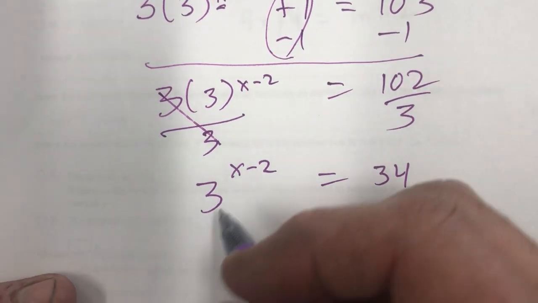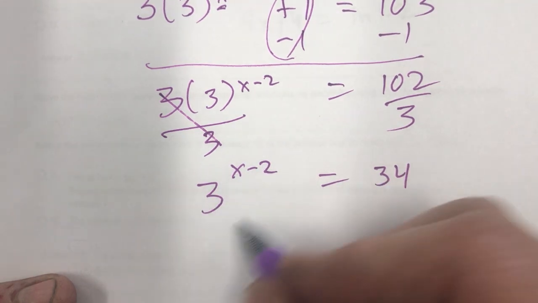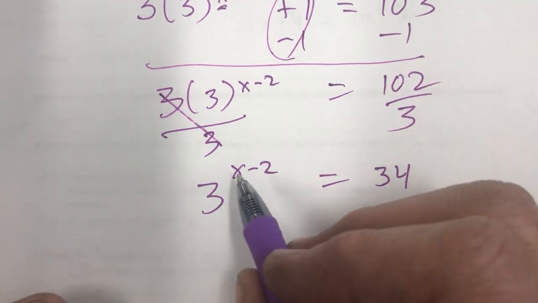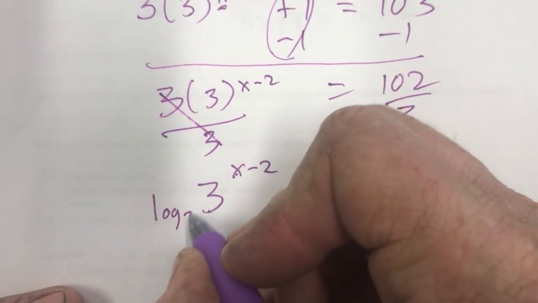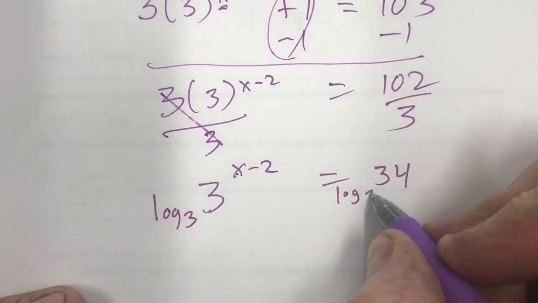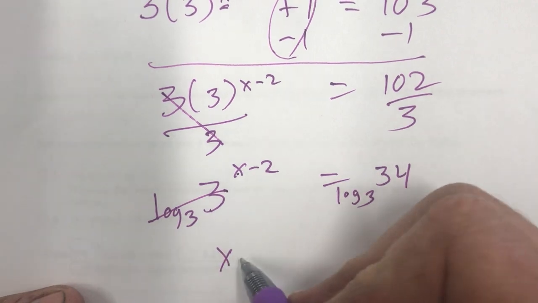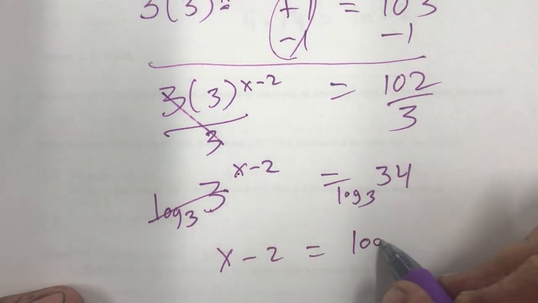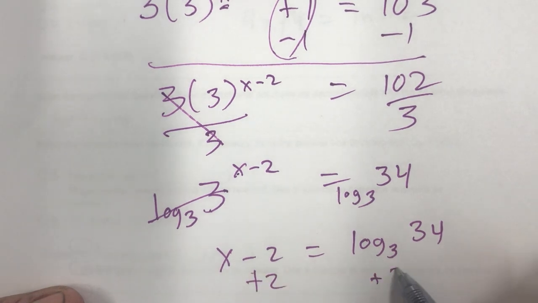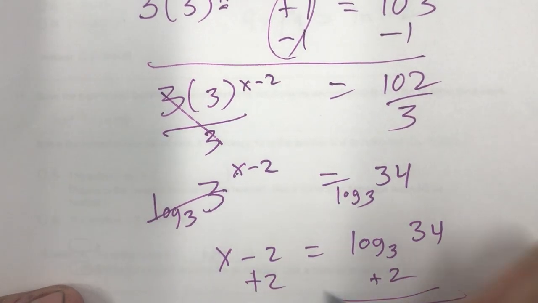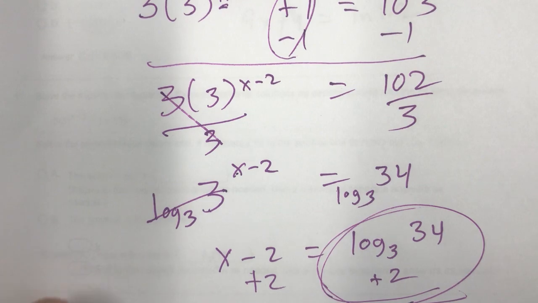Okay? And now, since I've got my exponent isolated here, my x is in the exponent, I can do a log base 3 on both sides. This will cancel, so x minus 2 equals log base 3 of 34. And then I can add 2. So there's my answer right there. So I'm going to punch that in, okay?